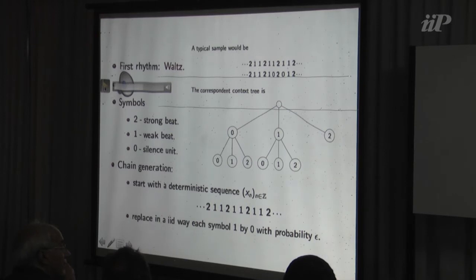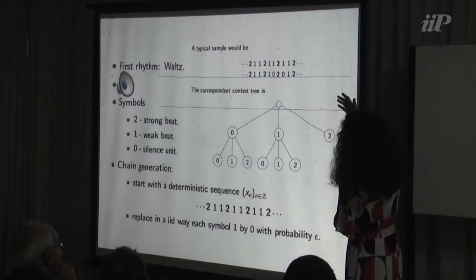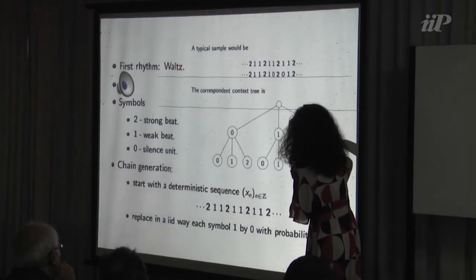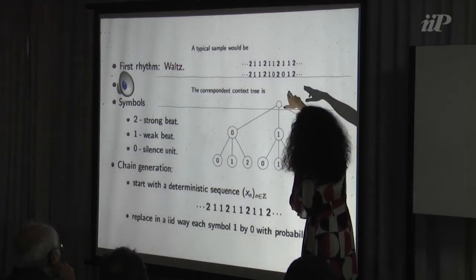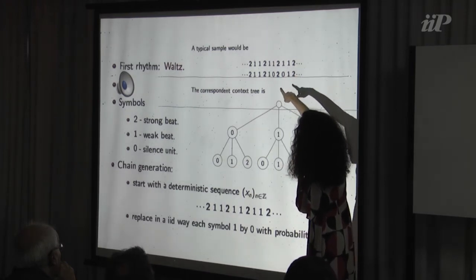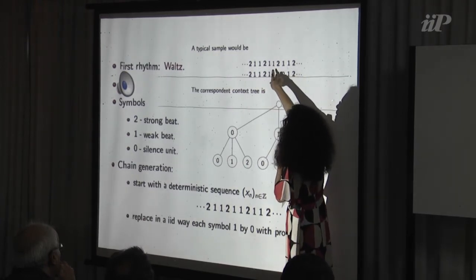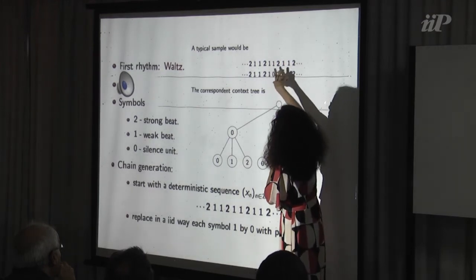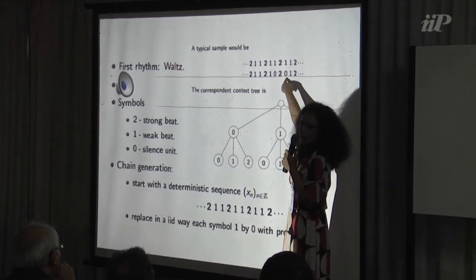And as Antonio presented this morning, the idea was to use the sample. We have this sequence of numbers, and this can be represented as a context tree. In fact, what we did was to replace... So this is the original sequence, 2-1-1-2-1-1-2-1-1. And in 20% of the cases, we replaced the weak beat, what we call the weak beat, by a silence. Okay?